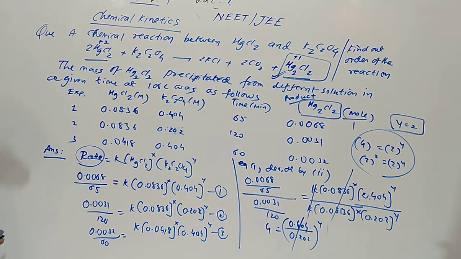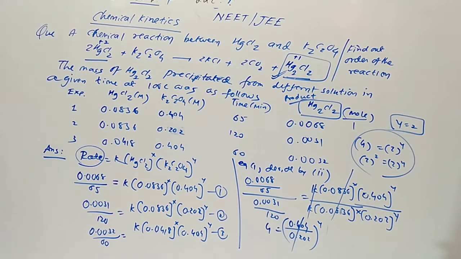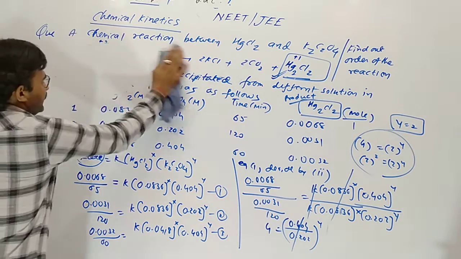Now what about x? For getting x, equation 1 divided by 3. Yes, equation 1 divided by 3.